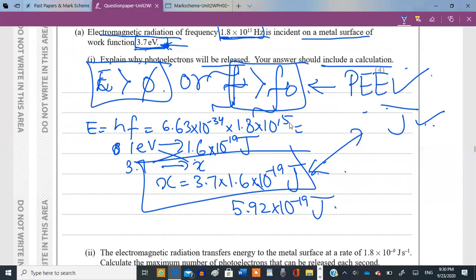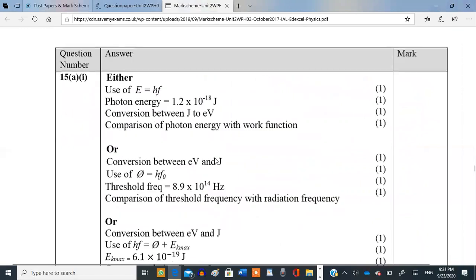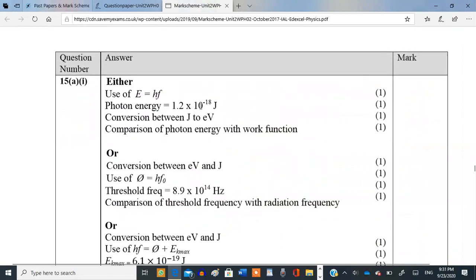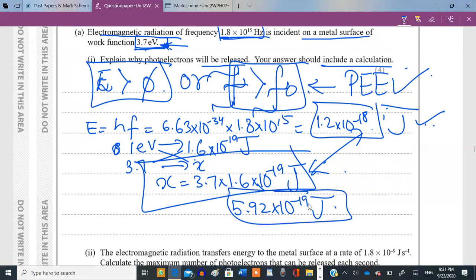Okay, this is the work function energy, and the energy of the incoming photons. Can you calculate that too? Or I'll just look at the marking scheme. It's 1.2 raised to the power of minus 18. And this is greater than the energy which they have given us. This is minus 19, that's minus 18, that's greater, right?